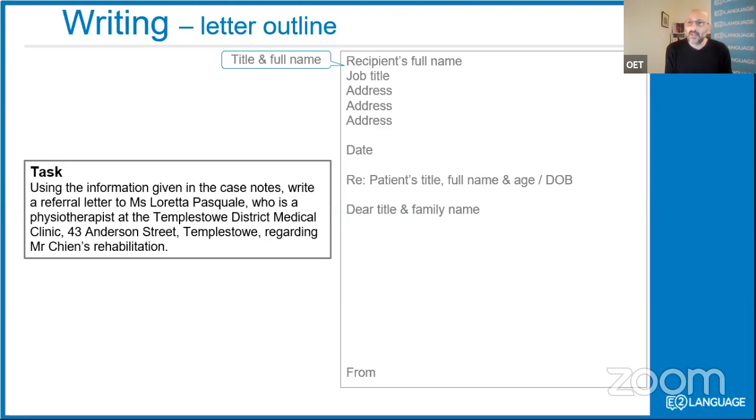My feeling about that is you should try to have a consistency of layout for the dates. That's all. I don't think that's going to be the thing that will make you pass or fail OET writing, but it just looks tidier.